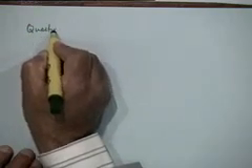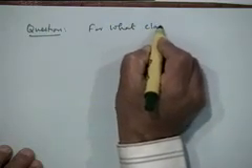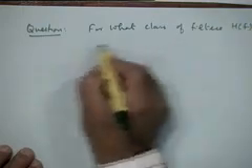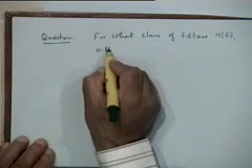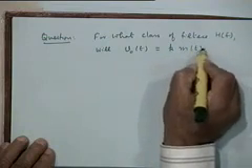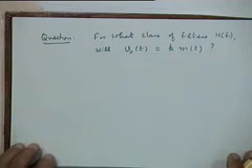Question: for what class of filters H(f) will v_o(t) be proportional to the message signal? That is the question I would like to address. Okay. To do that, is the question clear to all of you before we start developing the answer for this question?